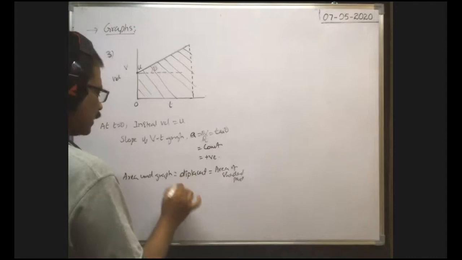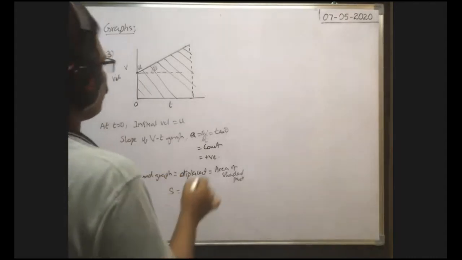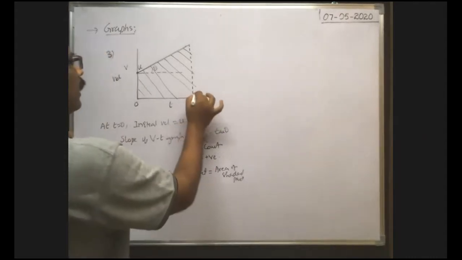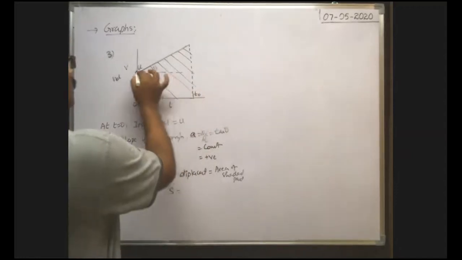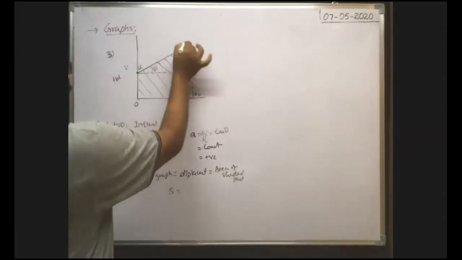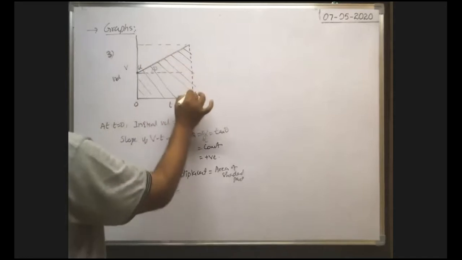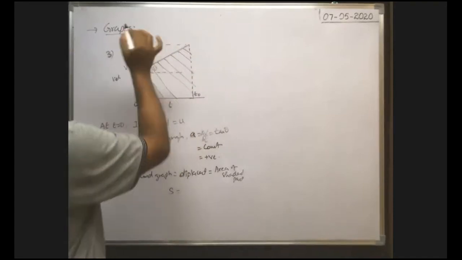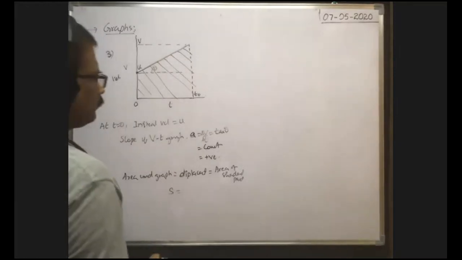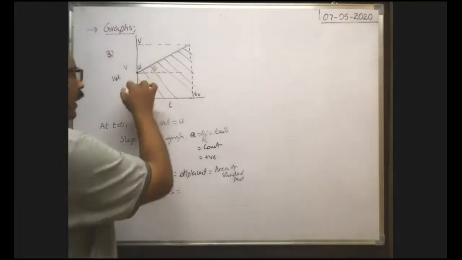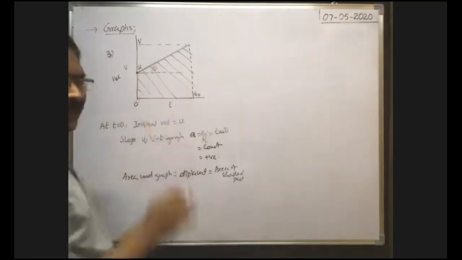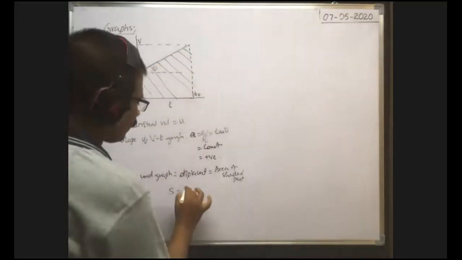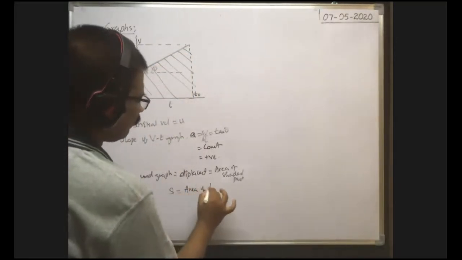So displacement S is equal to the area of the shaded part. Suppose this time is T naught and this velocity is U, of course. After T naught time, the velocity of the body becomes V. Now what is the area under the graph? It is just like a trapezium, no? So it is the area of a trapezium.